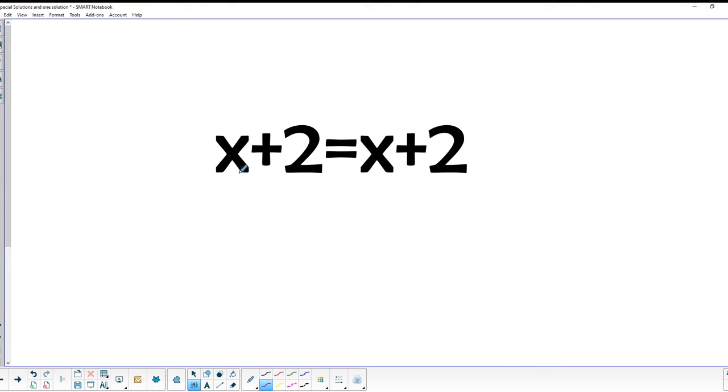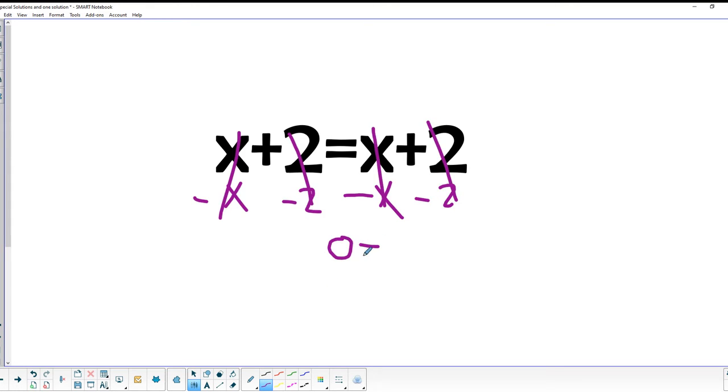Okay, how about this one? If I notice, it's kind of interesting, they look like the same thing on each side. So if I start subtracting variables from both sides, or moving them to the same side of the equal sign, I notice that the variables disappear. I subtract 2 from each side, they disappear, so I'm left with 0 equals 0.